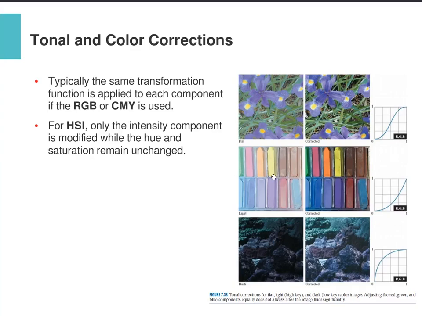The second example is an image that is very bright overall, so again has low contrast. By applying this exponential color transformation to all the three components, you get a result that looks like this. And the last one is an image that is generally dark, and if you apply a logarithmic color transformation function to all the color components, red, green, and blue, this is the image that you get.